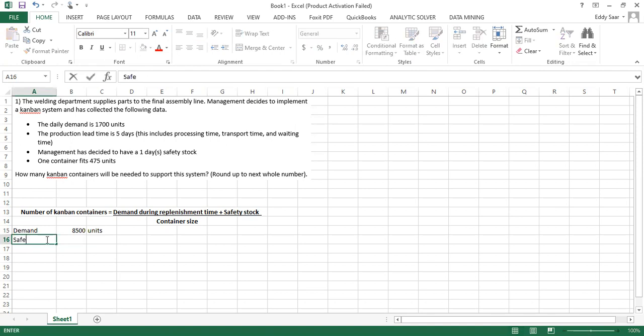Next we need to find the safety stock. Earlier in the problem, they mentioned that safety stock equaled 1 day of demand. The daily demand is 1,700 units, so our safety stock will also be 1,700 units. Last, we'll need the container size, and this is given in the last bullet point, 475 units.